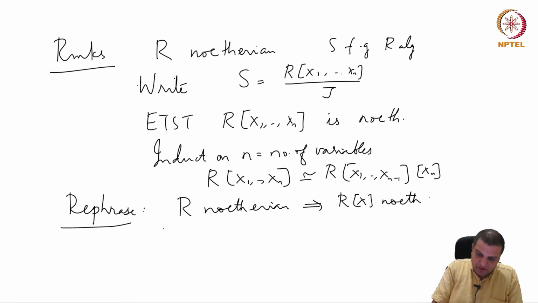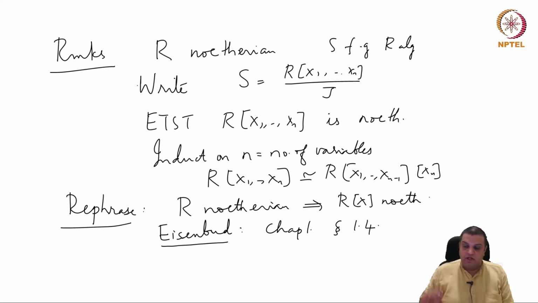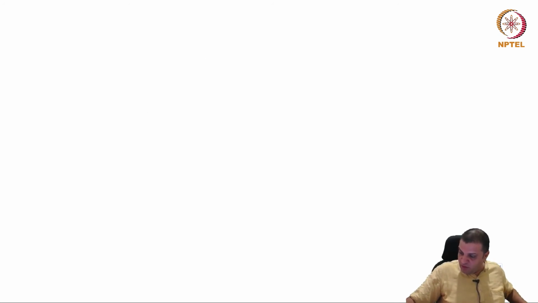Okay, so this is proved in this generality in Eisenbud's book, which I mentioned in the first lecture, Commutative Algebra with a View Towards Algebraic Geometry, Chapter 1, Section 1.4. In this generality, it is proved there. So it will be an exercise for you to read the proof and understand it. Okay. So I'll just say what we are going to do now and in this lecture.